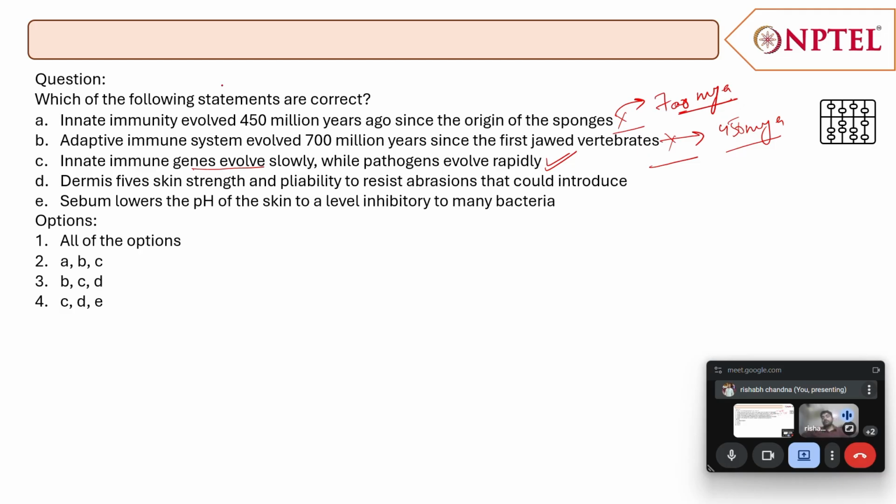Okay, so dermis gives strength, skin strength, and pliability to resist abrasions that could introduce the pathogens. Okay, so yes, this is correct. Then sebum lowers the pH of the skin to a level inhibitory to many bacteria. Yes, this is also correct. So the correct options are C, D, and E. So the correct answer is option number 4. Okay, so any doubts in this question?